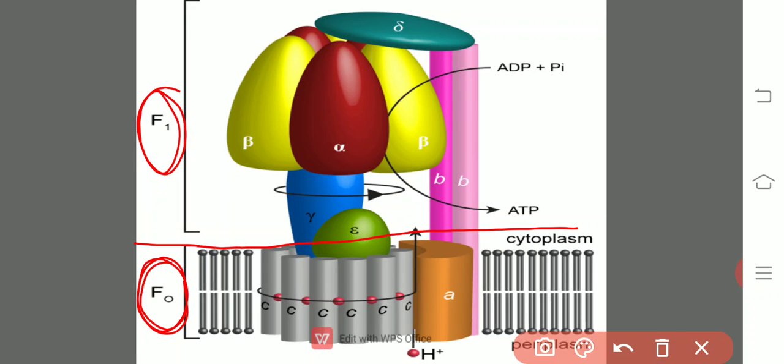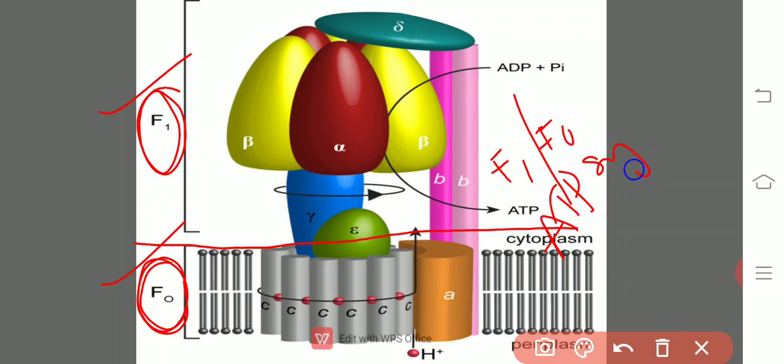There are two active sites or functional sites in the ATP synthase. One is known as F0, another one is known as F1. So the ATP synthase is also known as F1 F0 ATP synthase.